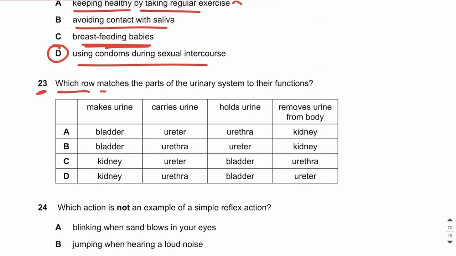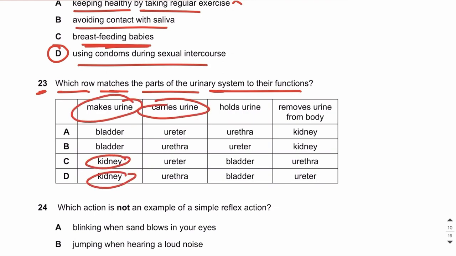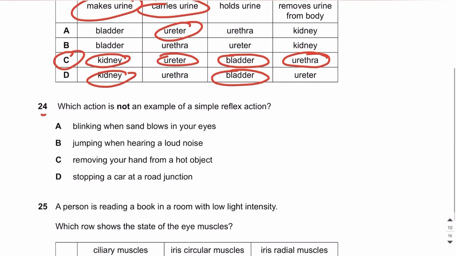23. Which row matches the parts of the urinary system to their functions? Makes urine. So guys, you all know that the kidney makes urine. Carries urine. The ureter carries urine. Holds urine. Guys, the bladder holds urine, or stores urine. And the urethra removes the urine from the body. The answer is C. Let's move on to MCQ number 24.